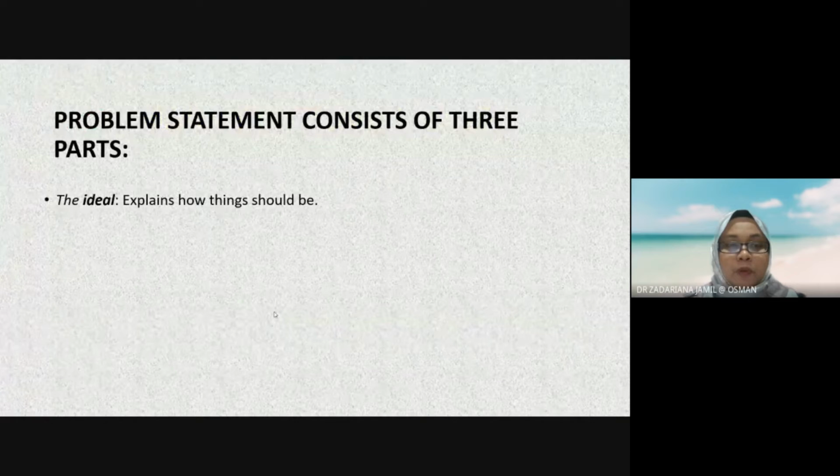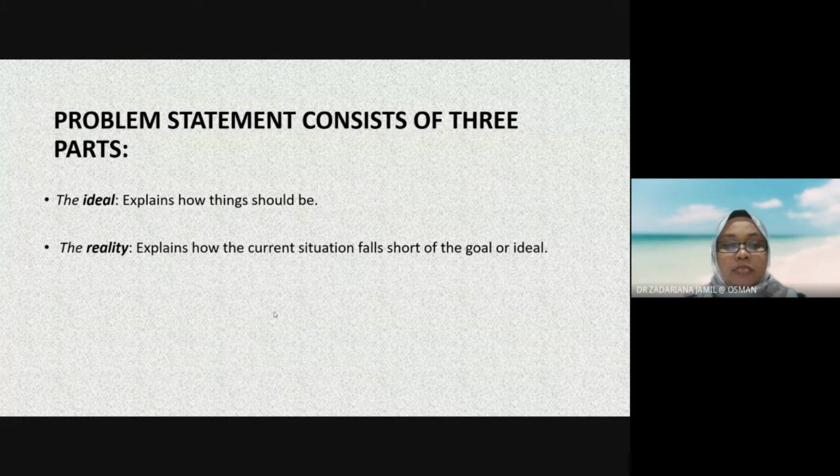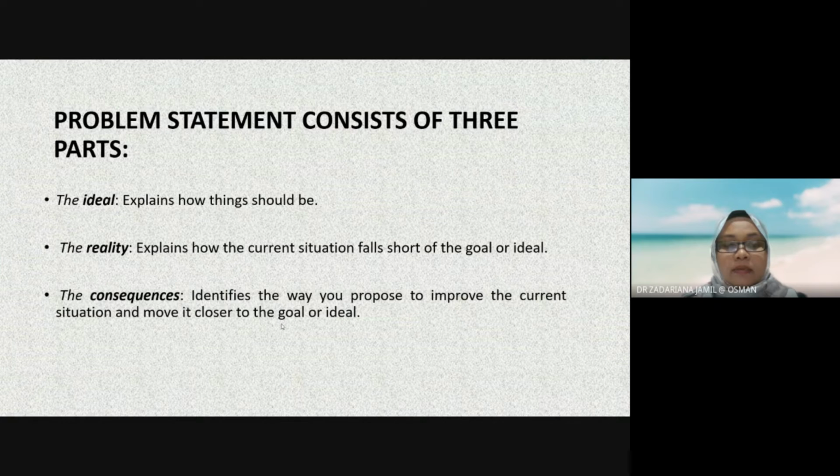So a problem statement consists of three parts. The first part is the ideal, which is related to explaining how things should be. Secondly, the reality, which is related to how the current situation falls short of the goal or ideal. And then the third is the consequences, which is related to identifying the way you propose to improve the current situation and move it closer to the goal or ideal.